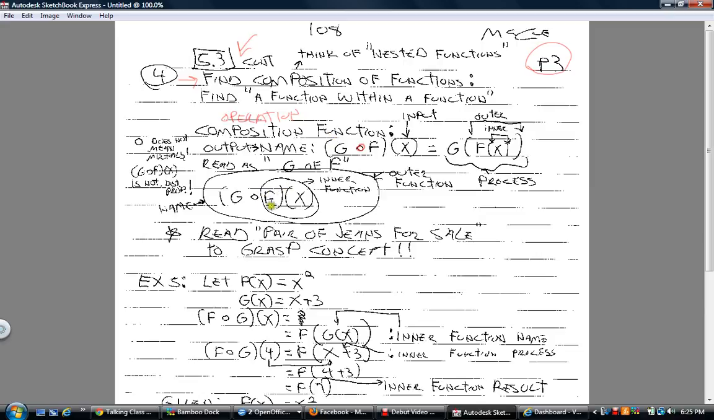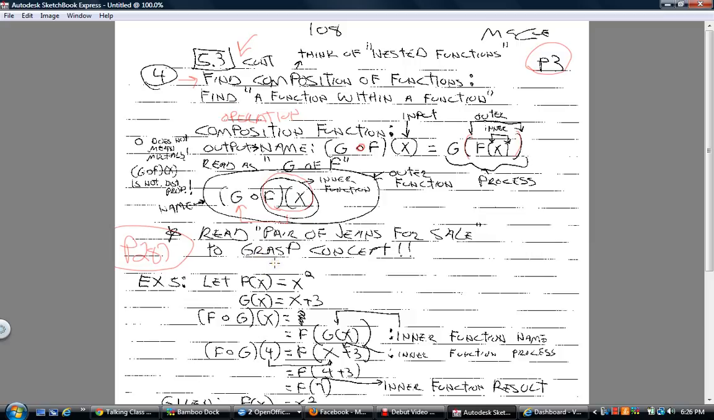You're going to have an inner function. You're going to evaluate the first function relative to x. You're going to take that output and put it as input into the outer function. Another way to write that notation is, here's f of x, the inner function like I mentioned. You take that result and it feeds into the outer parentheses, the input into the outer function, and you finally get that final result. Now you're like, oh my word, what is he saying? An excellent description of this is on page 287, the pair of jeans for sale, to grasp the concept.